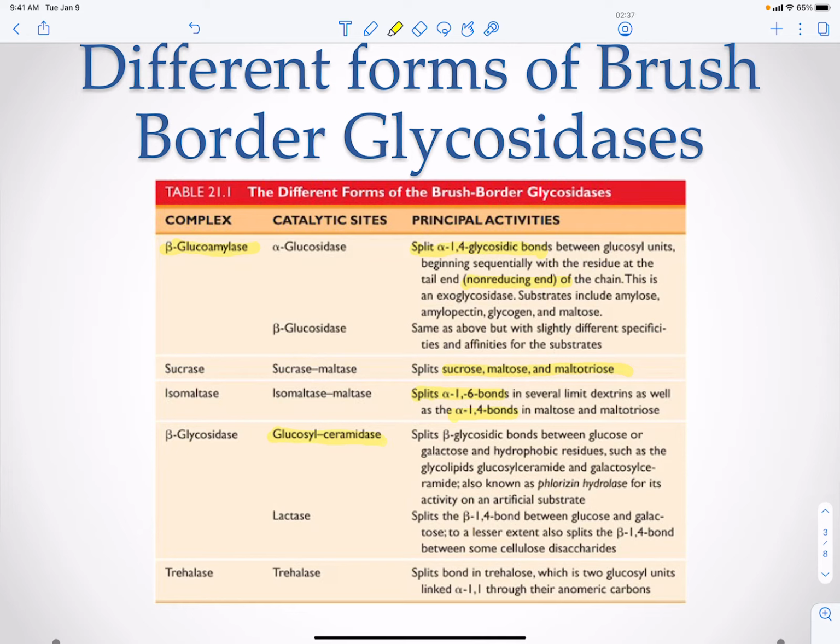We have our beta-glucosidase complex, which is going to be able to break down sugar molecules that are going to be bound by lipids or ceramides. And so we can have glycolipids, glycoceramides, etc., and those can be broken apart so you can free up your sugar to be absorbed. In this complex is also lactase, and lactase is going to split that beta-1,4 bond between glucose and galactose. Trehalase is going to split an anomeric bond, so this is an alpha-1,1 link. So that's the link through the anomeric carbons.